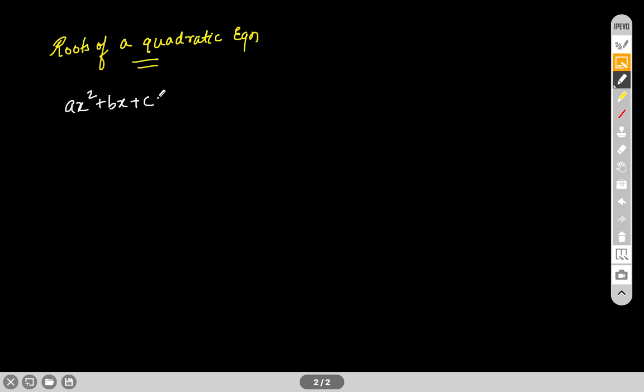Now roots of a quadratic. Before that, I would like to talk about the fact that when you say I'm finding the root of this equation, geometrically, what does it mean? Finding the x-axis intercept. Basically, you're trying to find out where these two lines actually meet, correct?